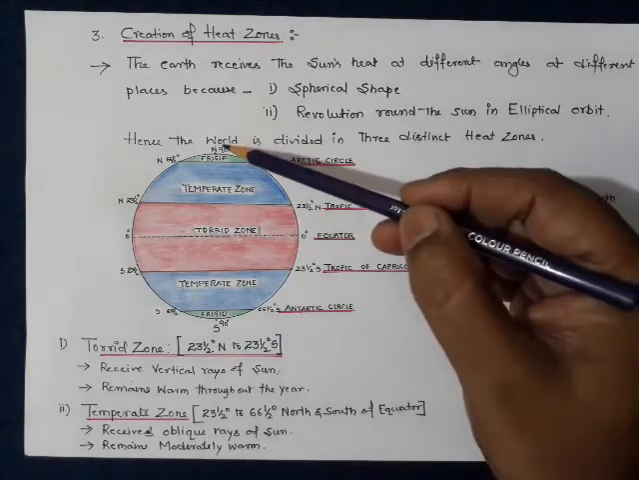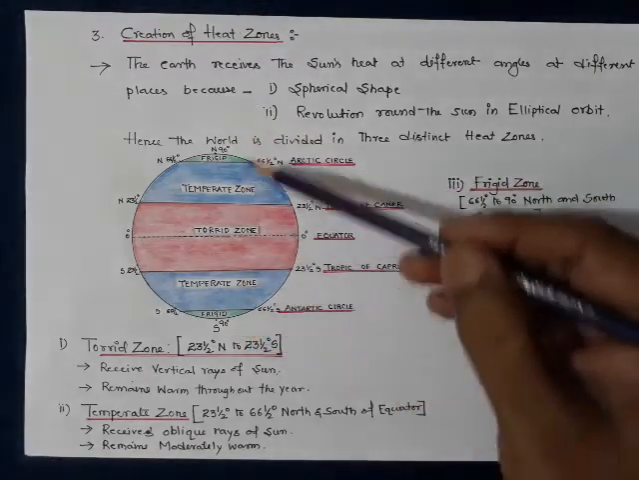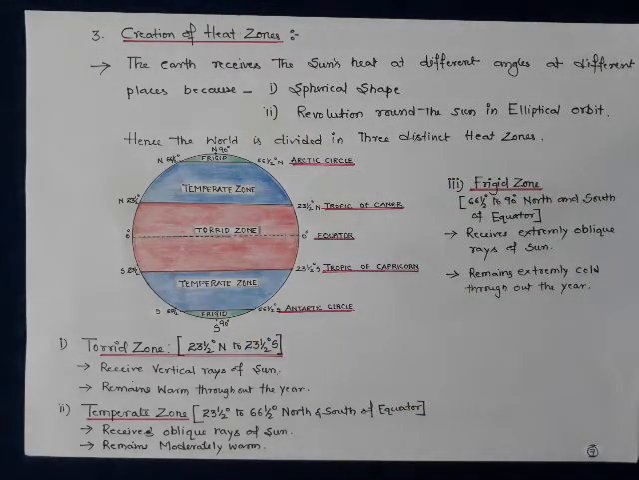66.5 degrees to 90 degrees north and south of the equator is known as the frigid zone. Why? Because here the rate of heating is once in 6 months. So generally polar regions are snow covered because the sun's rays and temperature don't influence them.